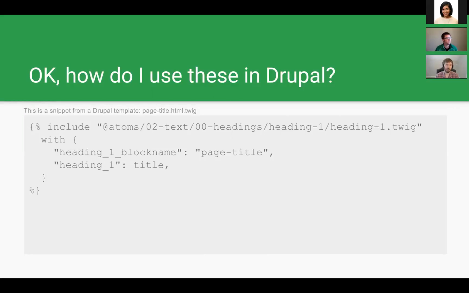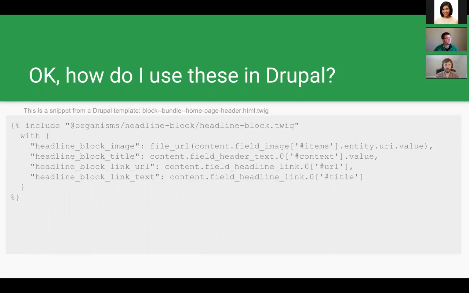But in our case, using this methodology, in your page title Drupal file, we literally just have this include. So there's no markup living over here on the Drupal side. We're including all of our markup from our component itself, and we're just referencing that. And then you'll see here, this is the same thing that we've been looking at. We're just passing variables. In this case, Drupal has a very simple one for page title. So we're passing in title to the heading one, and then we're passing in that block name of page title, which is again just a choice.